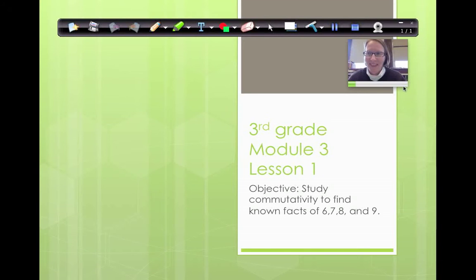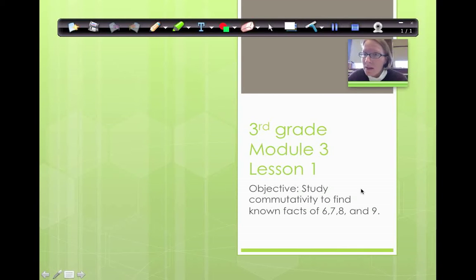All right. Today we're starting our Module 3 with our lesson number 1. How excited. We're going back to multiplication. Now, the objective today is that we're going to study commutativity to find known facts of 6, 7, 8, and 9. Remember what the commutative property was? That's right. That was like 1 plus 5 equals 6 is the same as 5 plus 1 equals 6. Remember how we could just change that around?